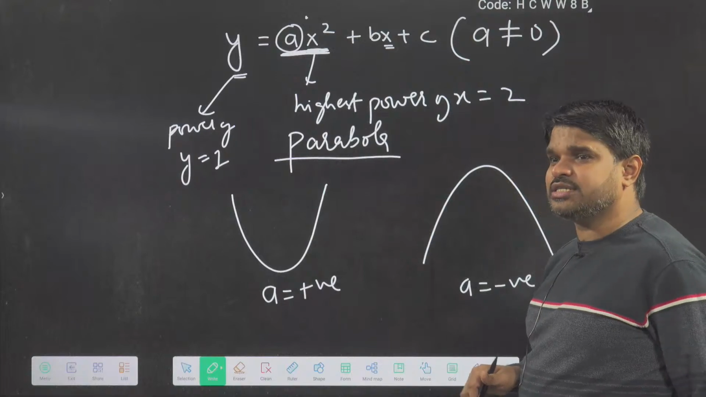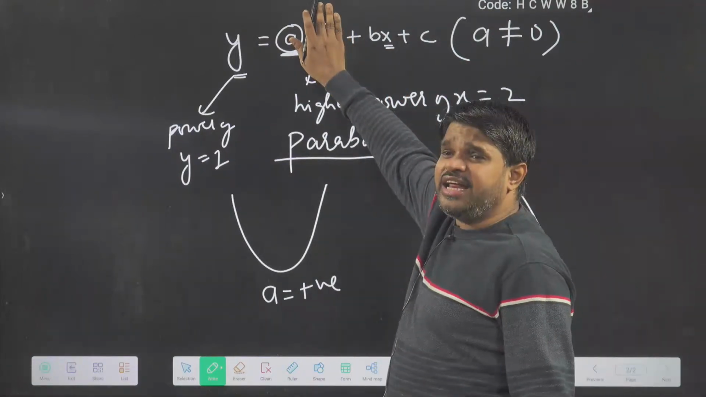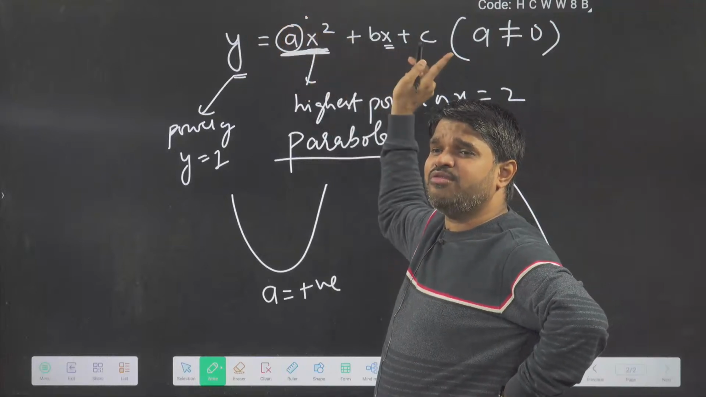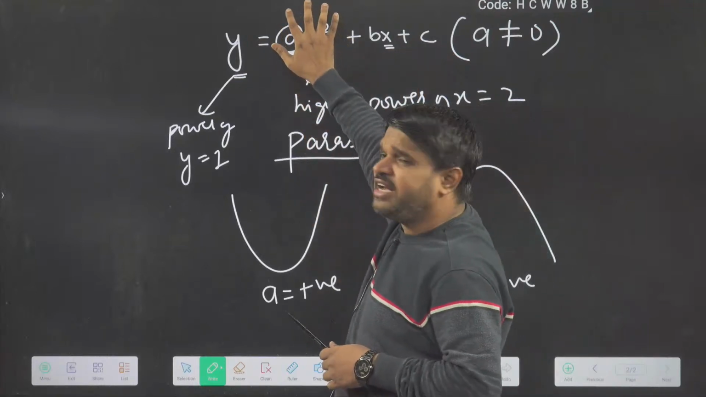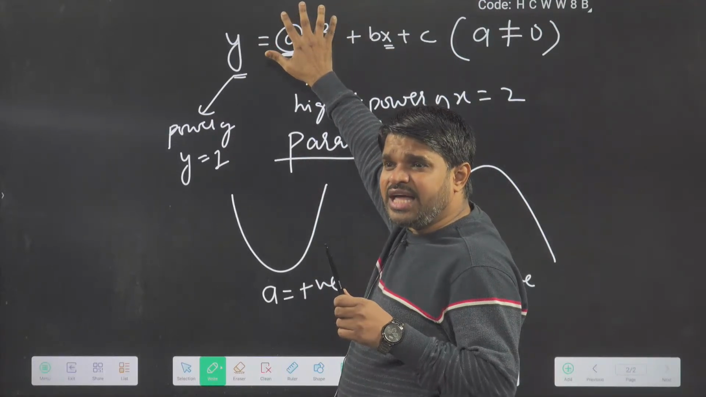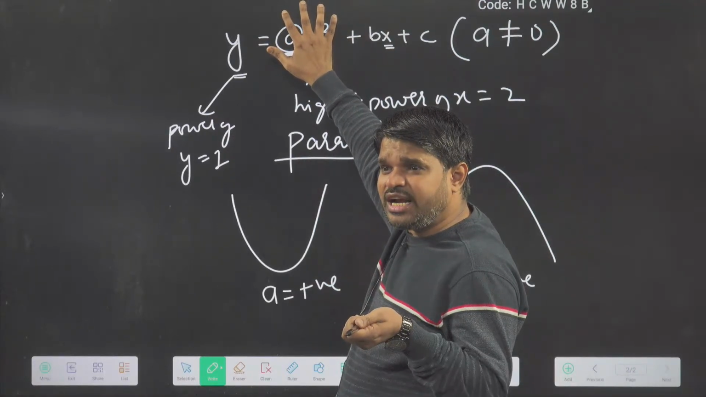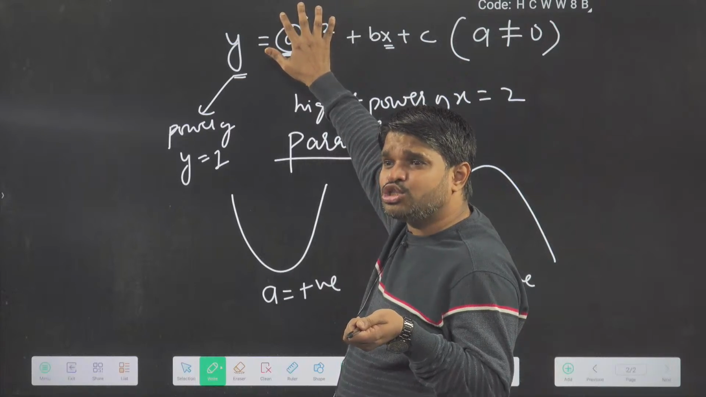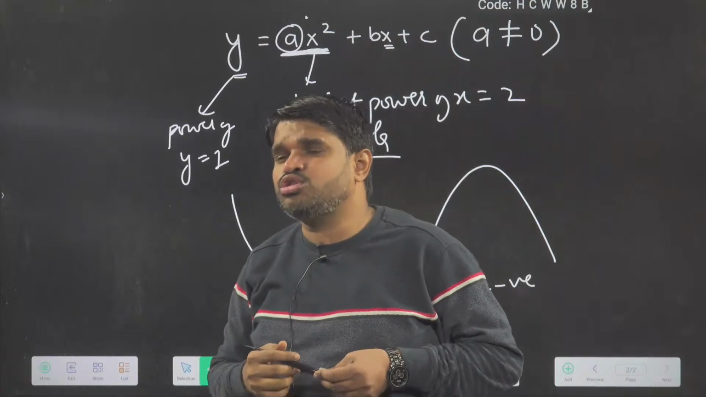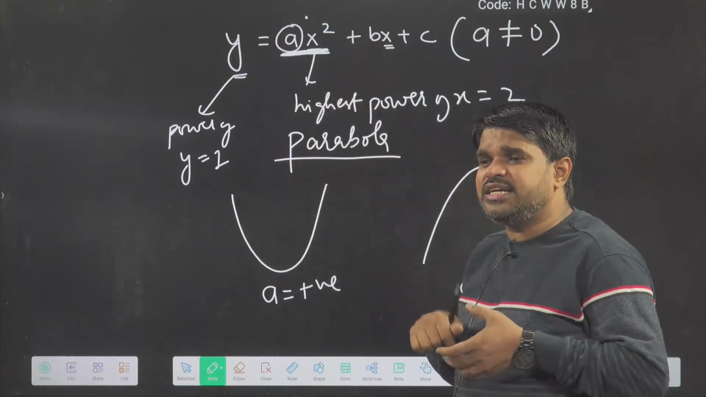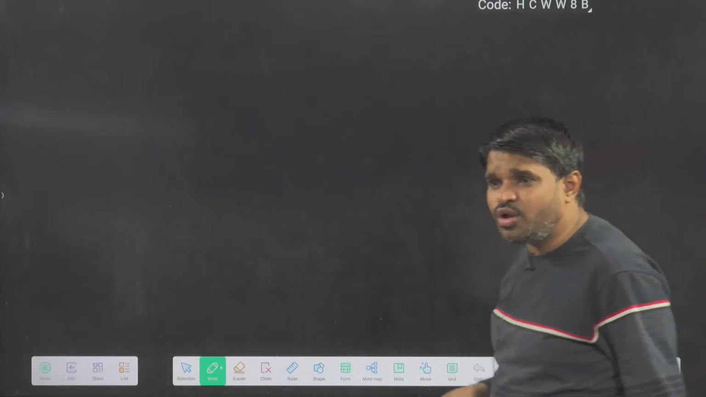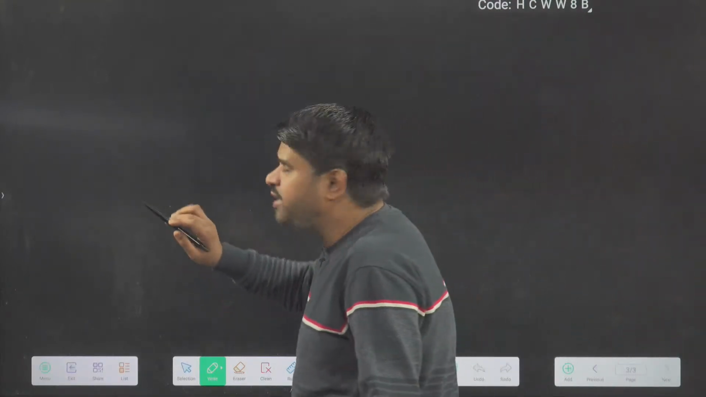Just see one thing. If I take a as 0, the line will be a straight line. Can anyone tell me what will be the slope? If I take a as 0, the first term vanishes, and you will have a straight line. The slope will be the coefficient of x, that is b, and the y-axis intersection point will be c. Now let's proceed.